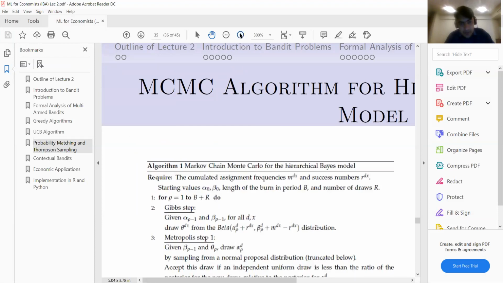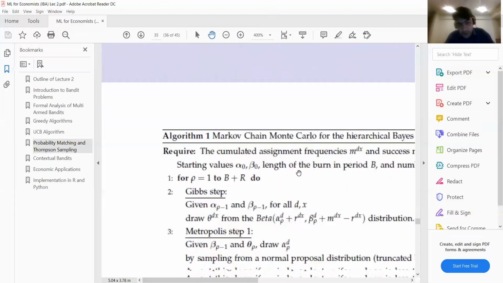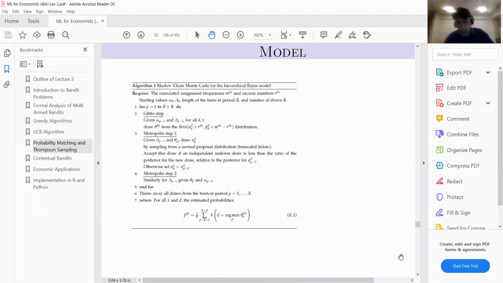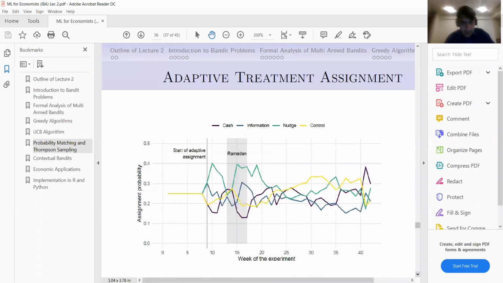Alpha and beta, remember, are successes and failures. So they update the beta distribution over time by adding the rewards, which is just the number of successes that they observe, and also adding M minus R, which is just the number of failures. But then, you're observing this across both treatments as well as across individual characteristics. So that makes things multi-layered and complicated and hierarchical. Apart from that, the idea is the same. So this is really cool.